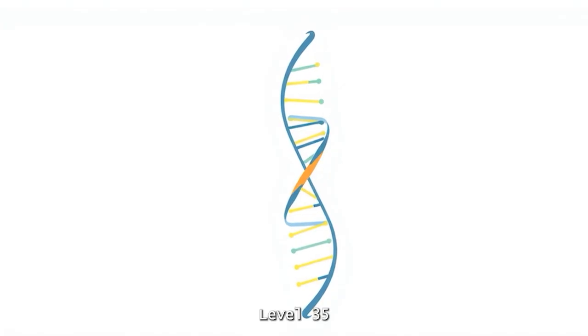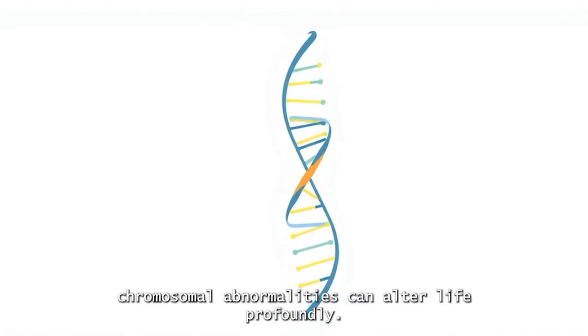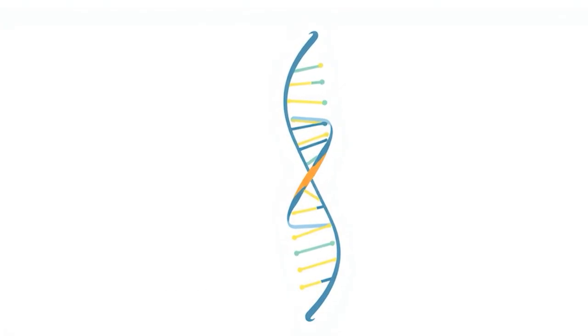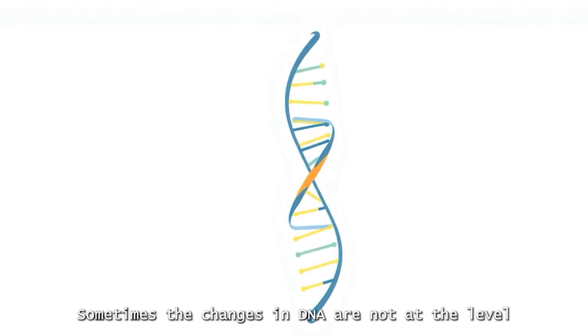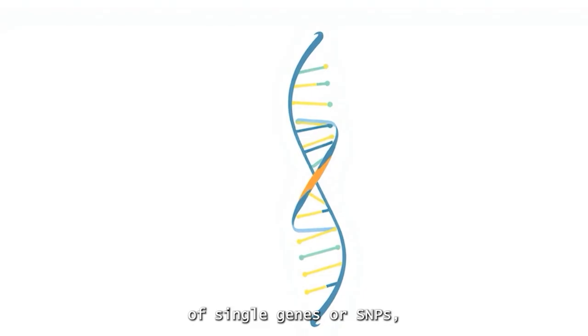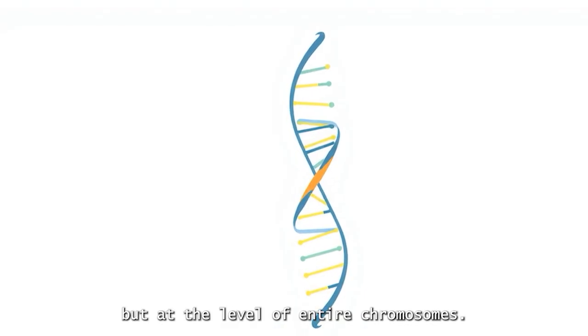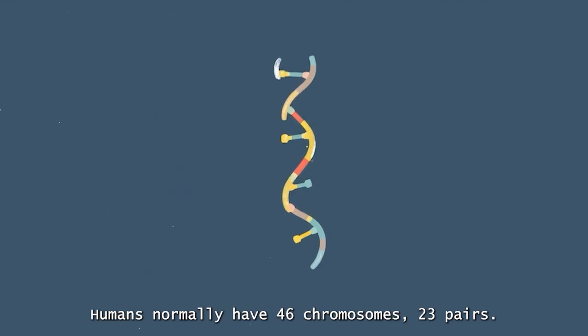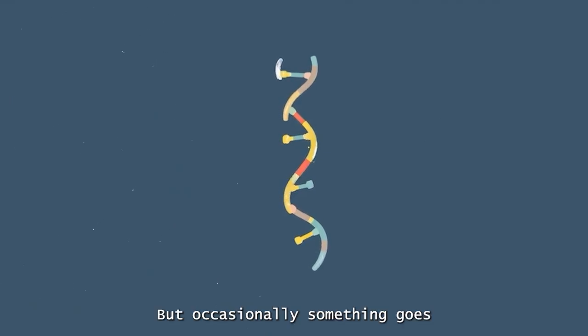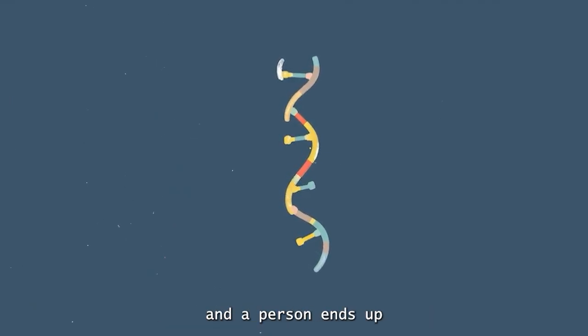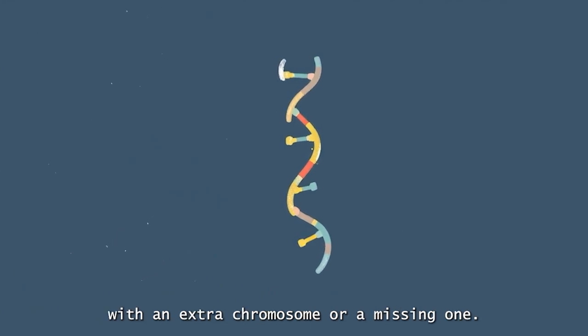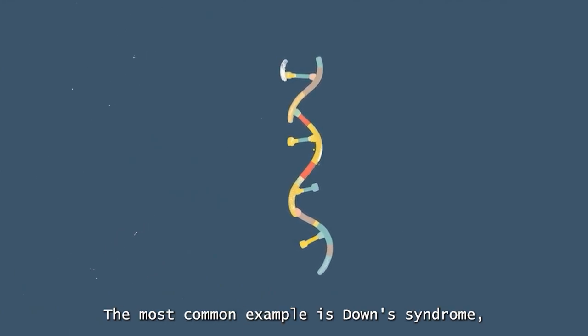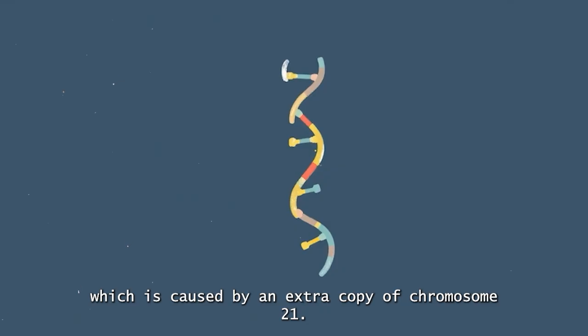Level 35. Chromosomal abnormalities can alter life profoundly. Sometimes the changes in DNA are not at the level of single genes or SNPs, but at the level of entire chromosomes. Humans normally have 46 chromosomes, 23 pairs. But occasionally, something goes wrong during cell division, and a person ends up with an extra chromosome or a missing one. The most common example is Down syndrome, which is caused by an extra copy of chromosome 21.